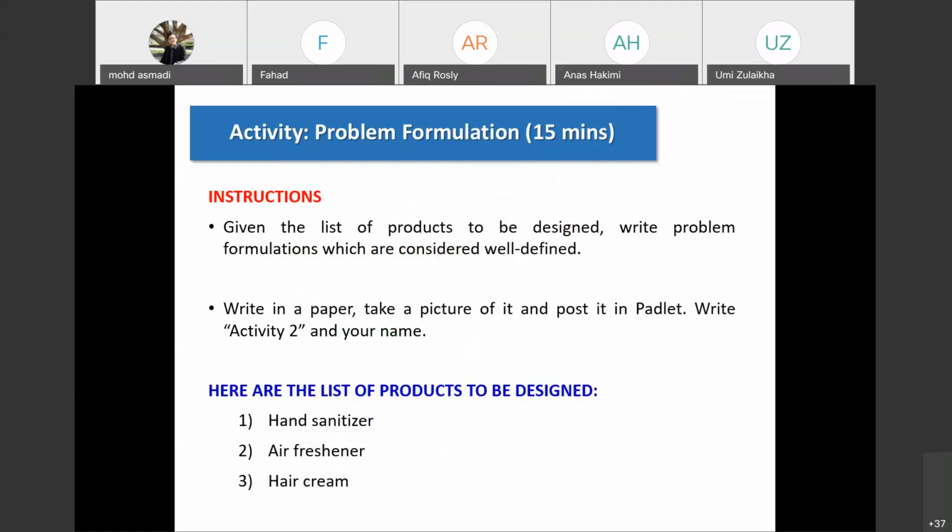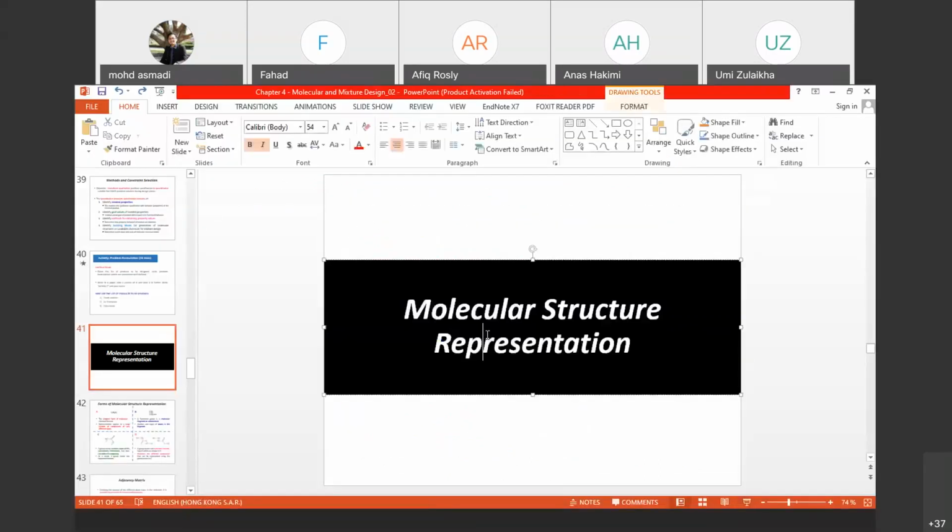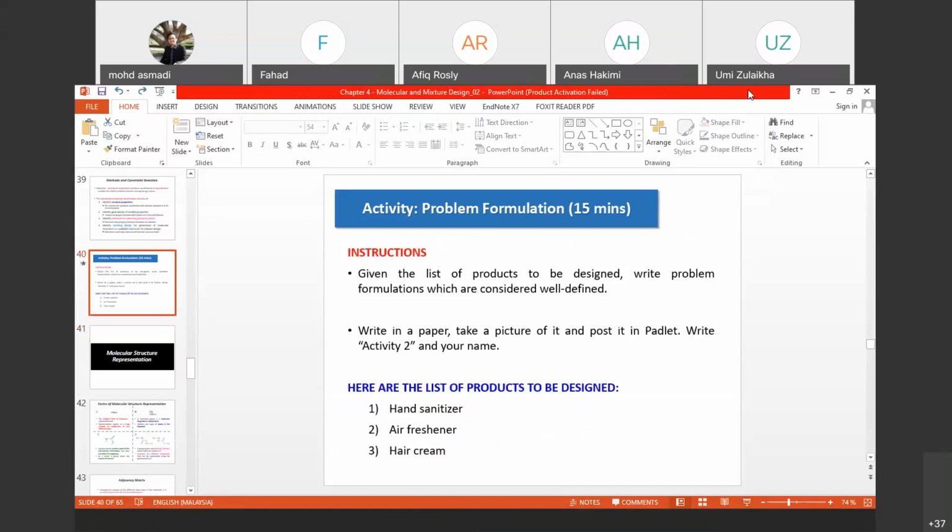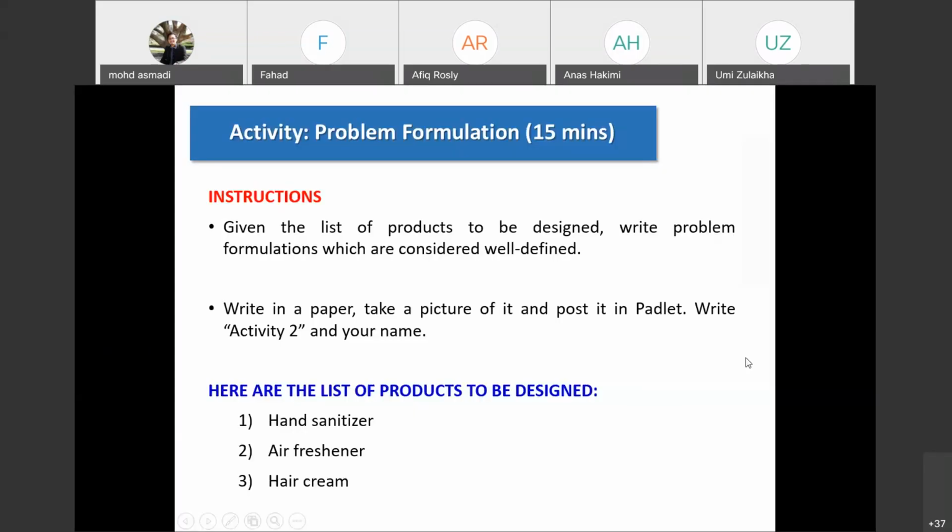Okay, let's write down. Activity 2. You can discuss with your friends. Hand sanitizer, air freshener, hair cream. What is the problem formulation?